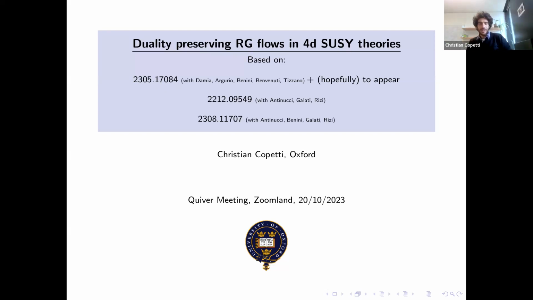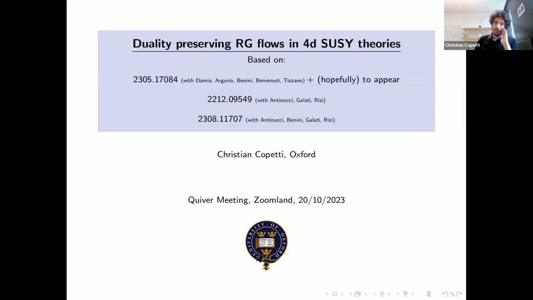Okay, thanks a lot for the invitation. So the idea today is the following. What I want to describe is how some special symmetry, namely these duality symmetries, which are some kind of generalized symmetries, can be preserved in 4D theories which have supersymmetry, and what information you gain about the low energy phases of such theories.